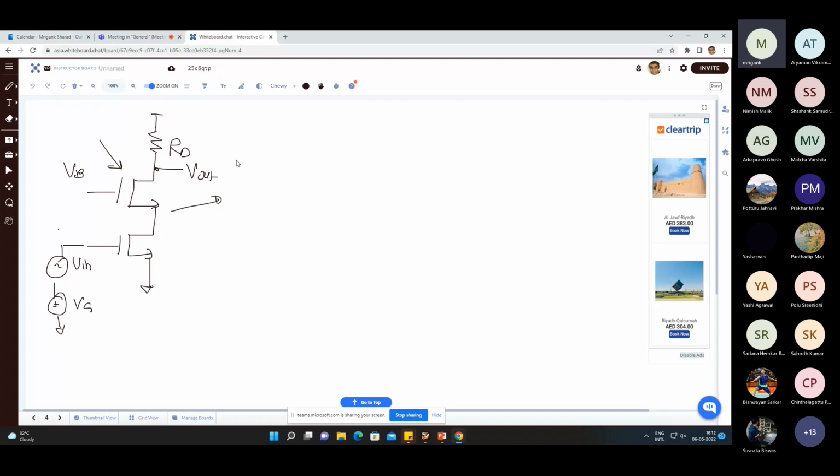Output resistance is what? R up parallel R down. R up is RD, parallel R down. R down is large because we have just studied. It will become gm ro square. So RD parallel R down is still RD. So that is not the benefit. What is the benefit?